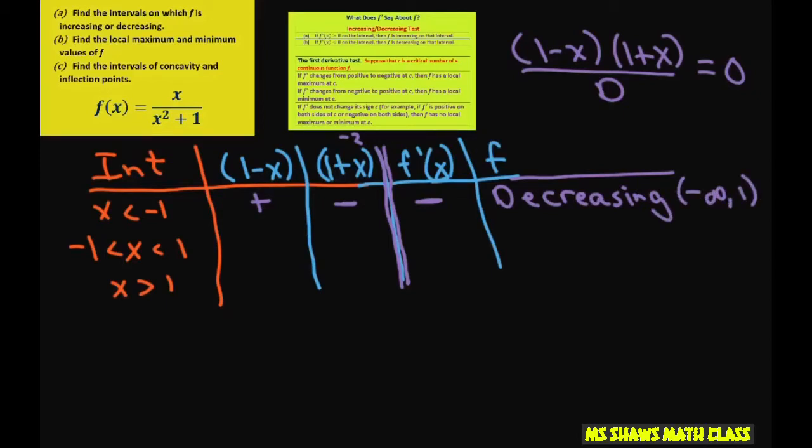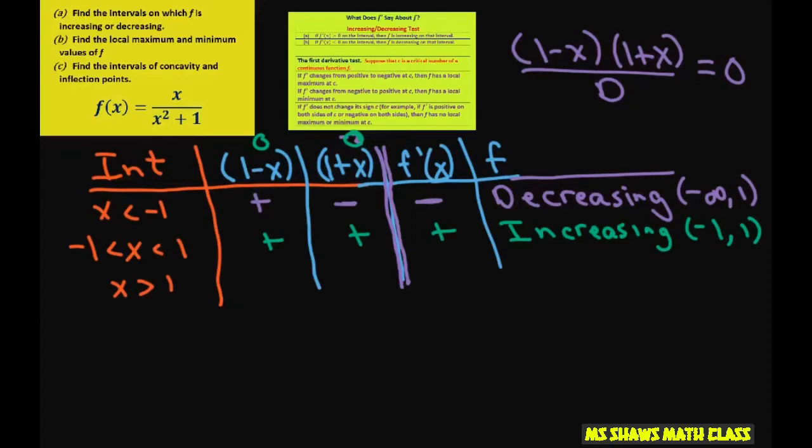All right. Now let's try 0, because 0 is in between negative 1 and 1. If I plug in 0 here, I get positive. If I plug in 0 here, I get positive. A positive times a positive is positive. That means our graph is increasing on the interval negative 1 to 1.